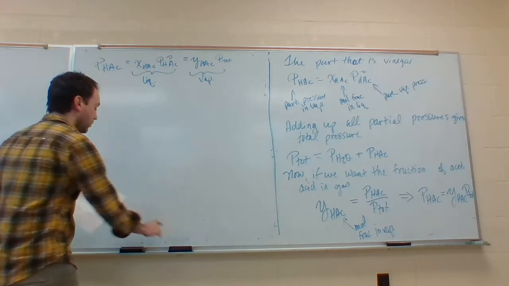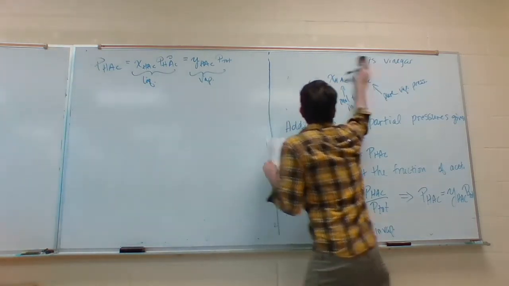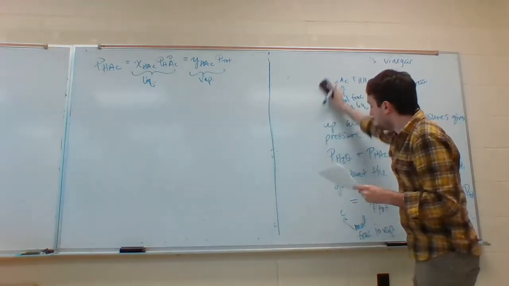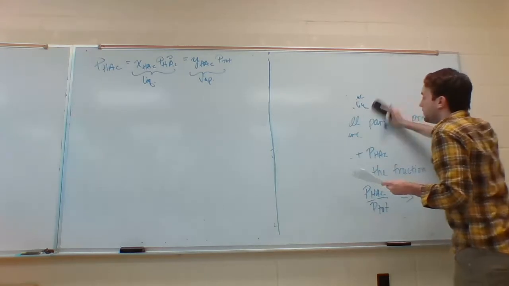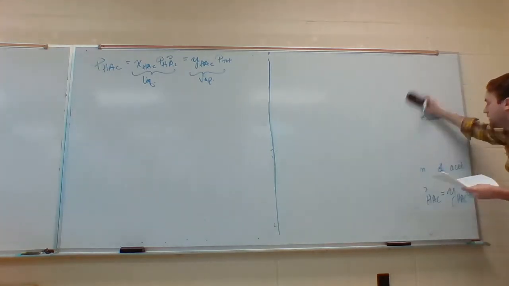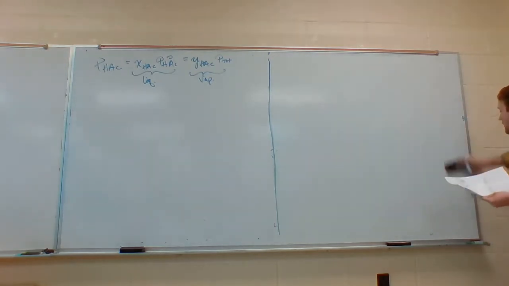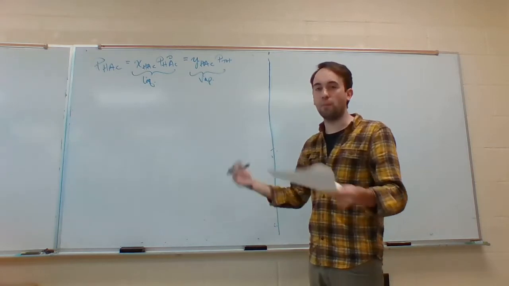Now, why is this important? Well, in our mixture of acetic acid and water, both of those components we said were volatile, right? They could come off, we could smell the acetic acid, we knew that we had water vapor. We know that both of them come off.